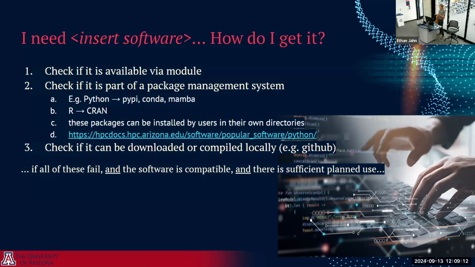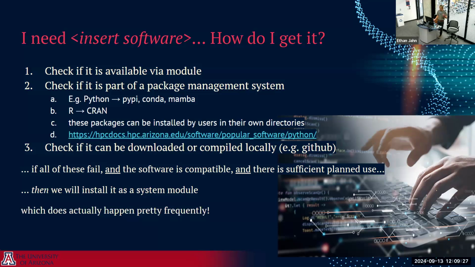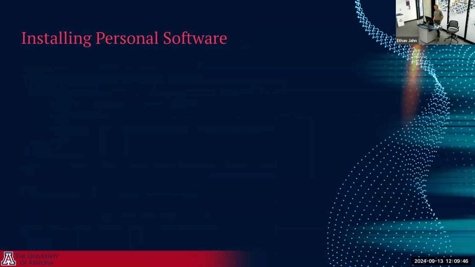So if all of these fail, and if the software is compatible, and if there is sufficient use planned for the module, then we will install it as a system module. We'll be happy to do that for you. This is pretty common. We just ask that you check these options first before asking us to install it as a system module. But if it meets the requirements, we are more than happy to help you get that software set up on the HPC. So just shoot us a message and we'd be happy to help you.